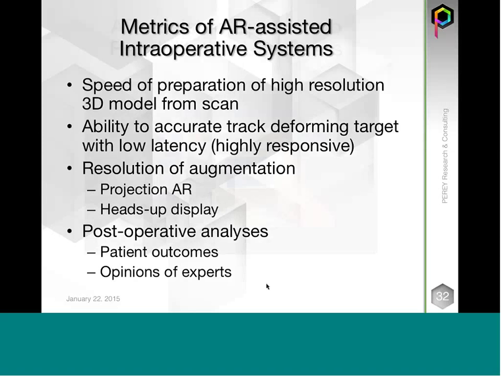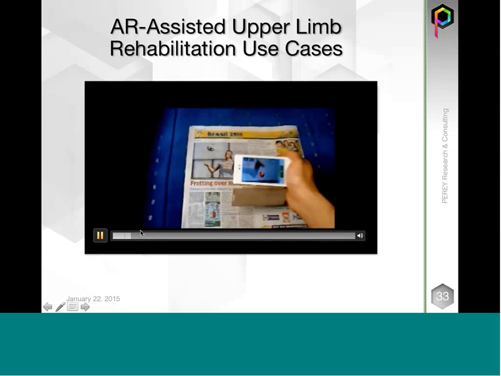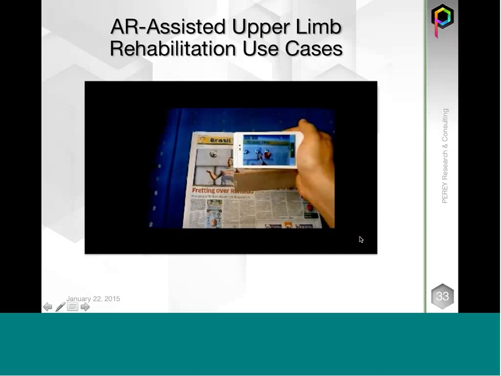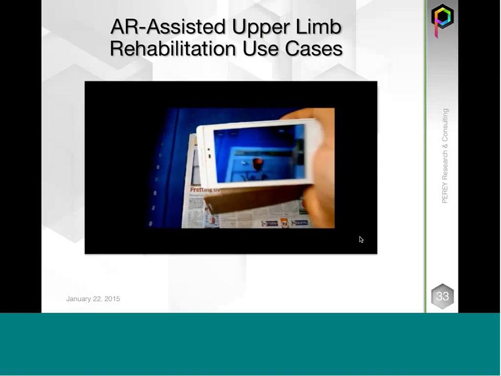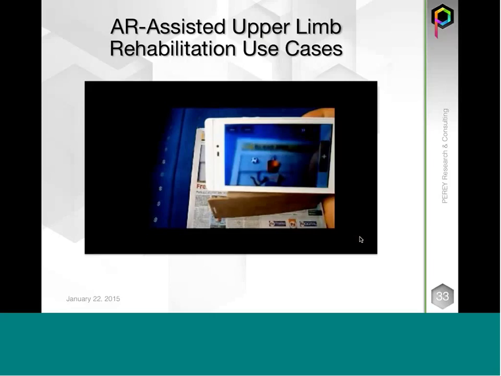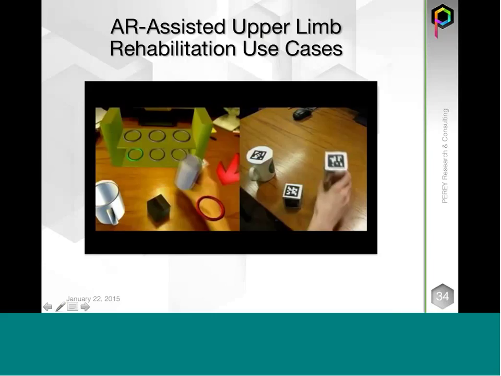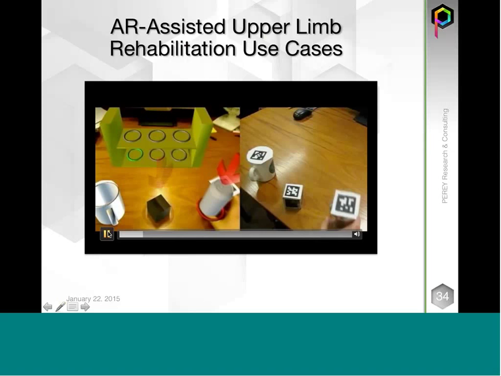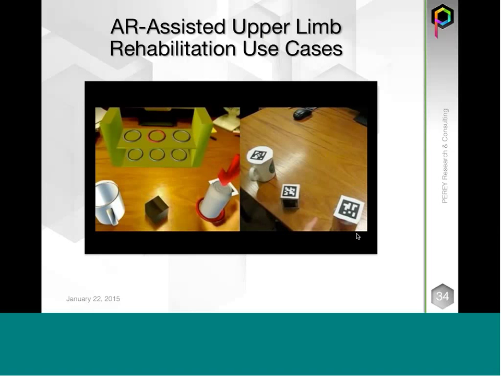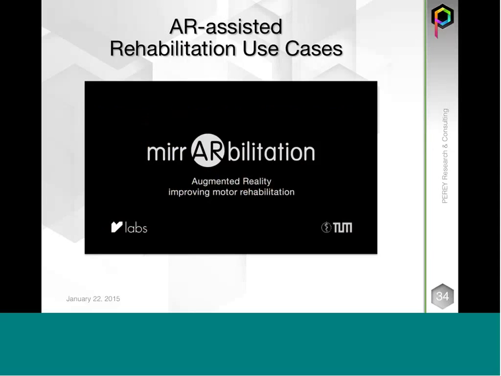Now, sometimes we don't have to go through the procedure to understand that people who have strokes or somehow have an injury to their arm might need to have some rehabilitation. This is an example of a smartphone-based augmented reality rehabilitation game. So that's an example, and this is also an example of upper limb rehabilitation using augmented reality. So here the person is just placing a block in different places, and it's a little bit more interactive and gives immediate feedback to the user.